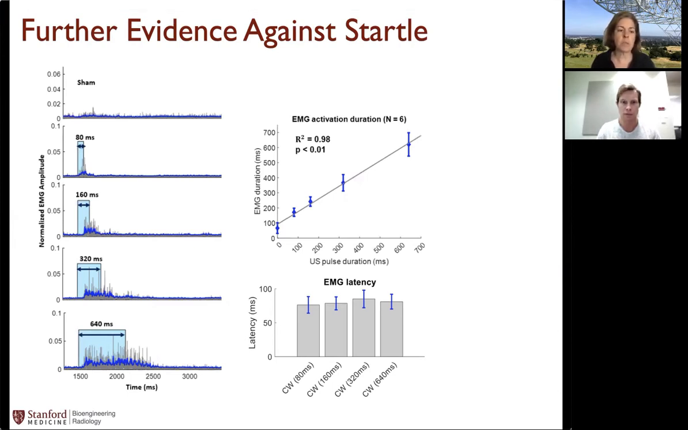The startle response would come right after the onset of the ultrasound, and it would be a similar startle for each of the durations. Given that wasn't what we saw, we thought that was further evidence against it being a startle response. Okay, so that's about all I had to say about the auditory confound.